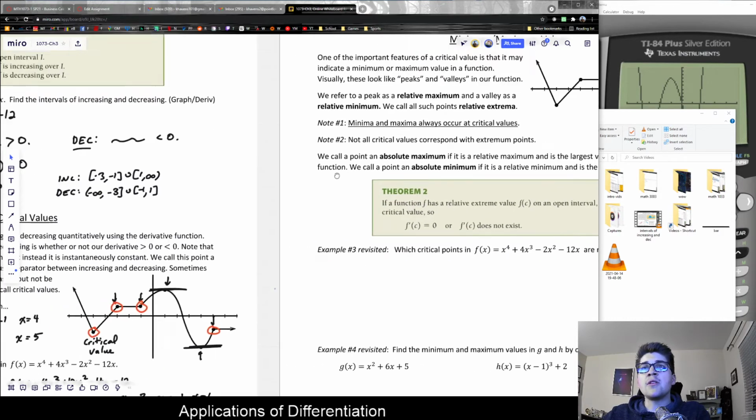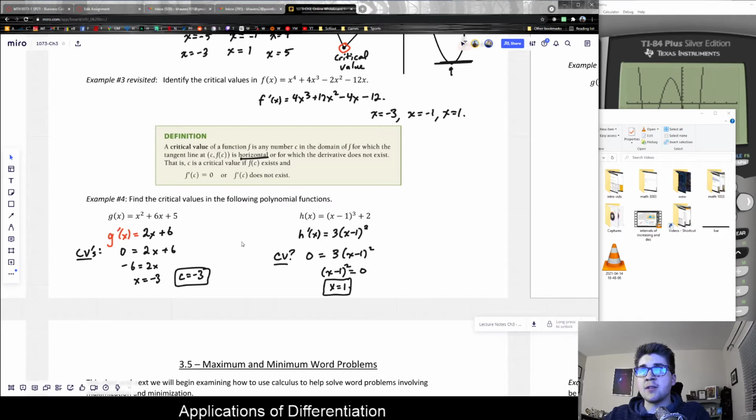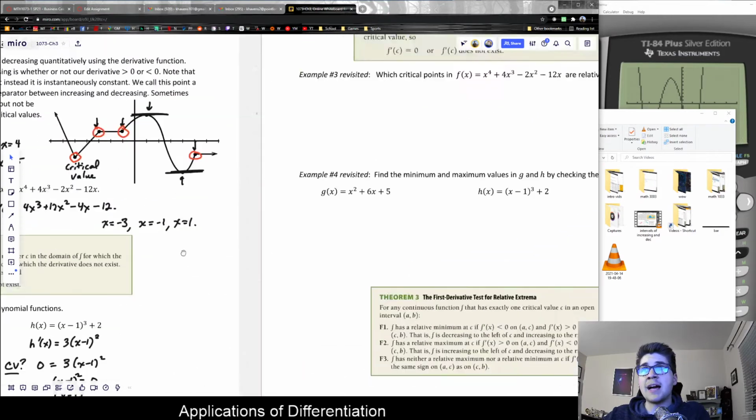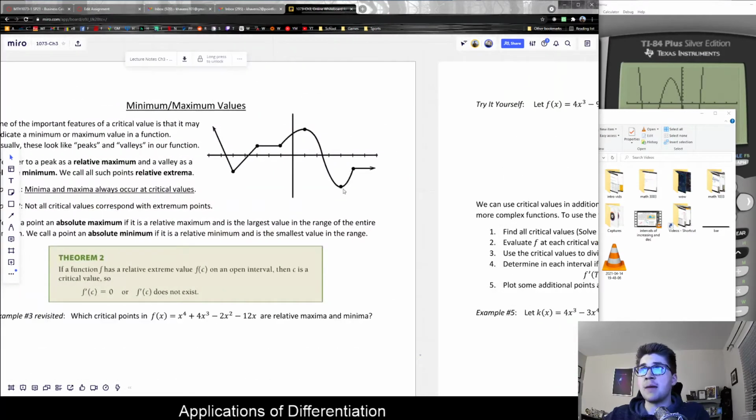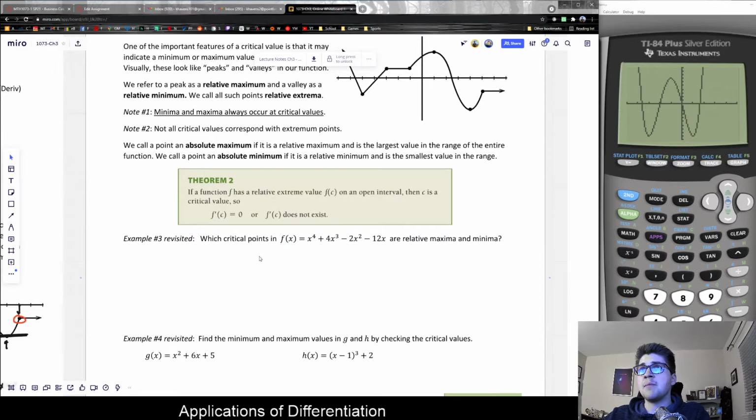So, another application: if we can find the critical values in a mathematical function like we did in these couple examples, we can also use those to determine whether there is a minimum or maximum in this location, whether it be an absolute minimum or a relative minimum. So like revisiting this previous question, which asked which critical points of f of x equals x to the fourth plus 4x cubed minus 2x squared minus 12x are relative maxima and minima.